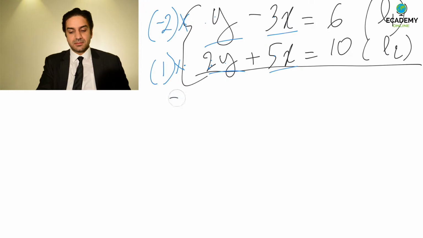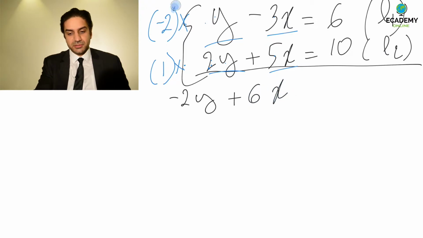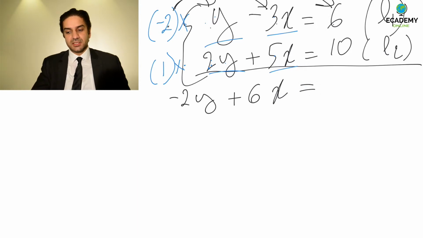This becomes minus 2y plus 6x, because the minus 2 will be distributed throughout the equation. So minus 2 times 1 is minus 2, minus 2 times minus 3 is positive 6 because negative and negative cancel out, and minus 2, I keep the equal sign, times 6 is negative 12.